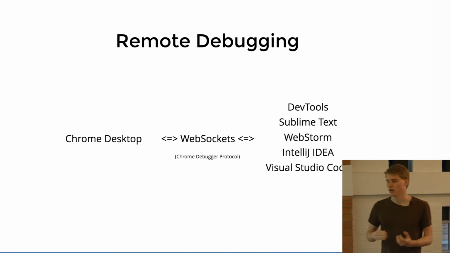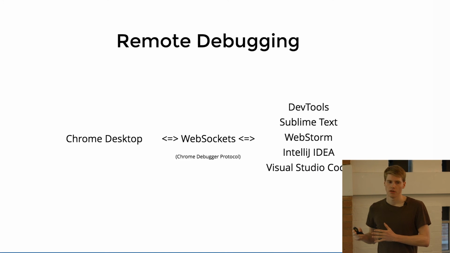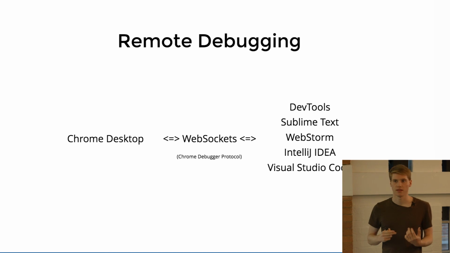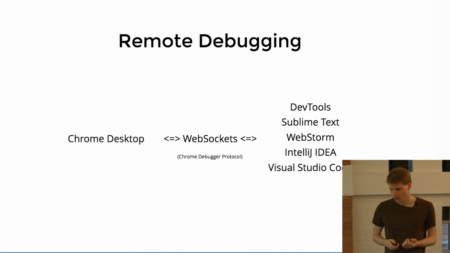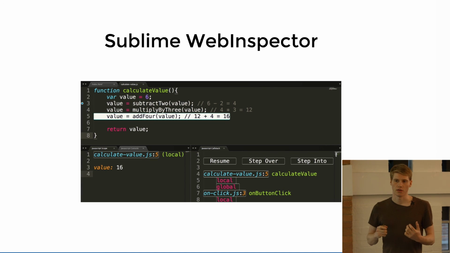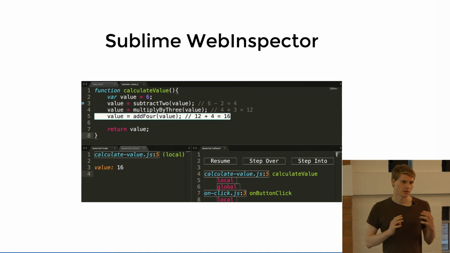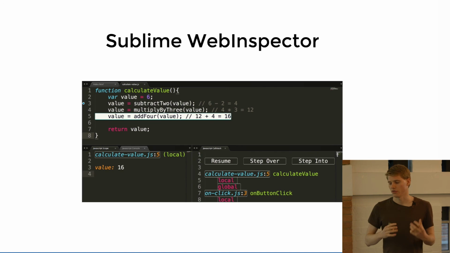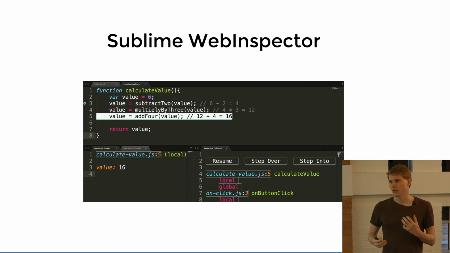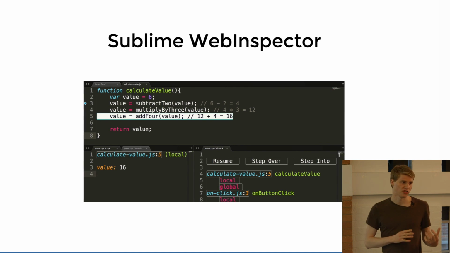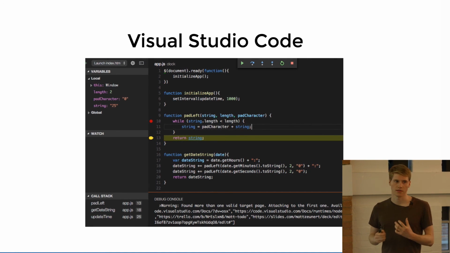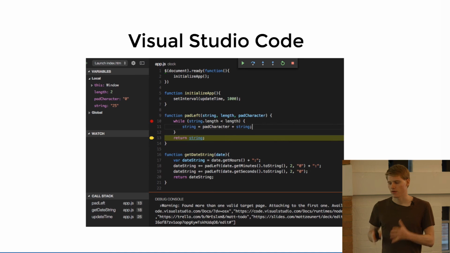And in a similar way, you can swap out the DevTools themselves. You can debug directly in your editor, and a bunch of editors have integrations with the Chrome debugger protocol. There's a plugin called Sublime Webinspector, and you can use it to set breakpoints directly inside of Sublime, and it's going to show you all the usual things, like the call stack and local variables. But you can see that Sublime isn't really built for that kind of functionality because it's all very text-based. If you try something like Visual Studio Code, you can see there is a very similar experience to what you have in DevTools.